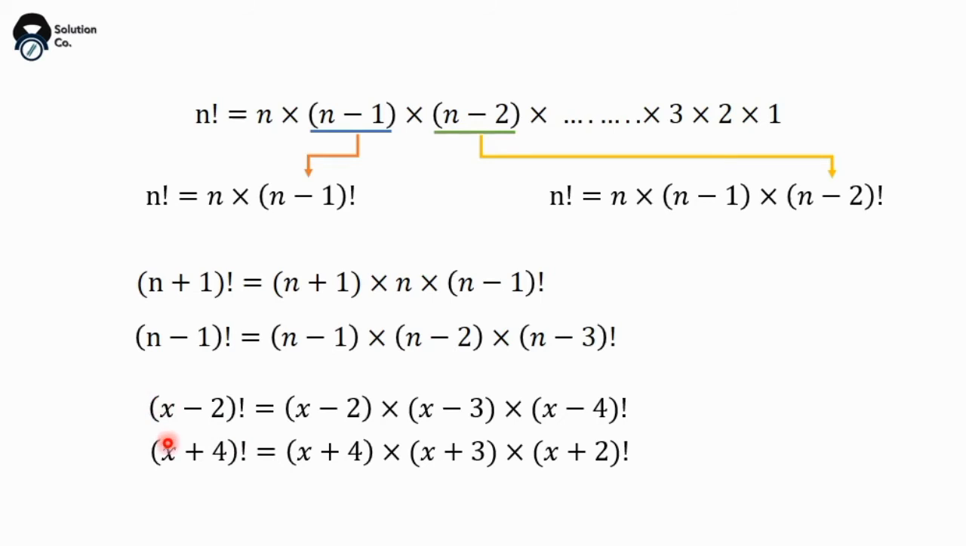We have only changed the variables, that is x minus 2 whole factorial and x plus 4 whole factorial. So x minus 2 whole factorial is x minus 2 into x minus 3 into x minus 4 whole factorial. x plus 4 whole factorial can be this: x plus 4, then subtract 1, we get x plus 3, and again subtract 1 from x plus 3, we get x plus 2, and down to 1. That's why we write here x plus 2 whole factorial.